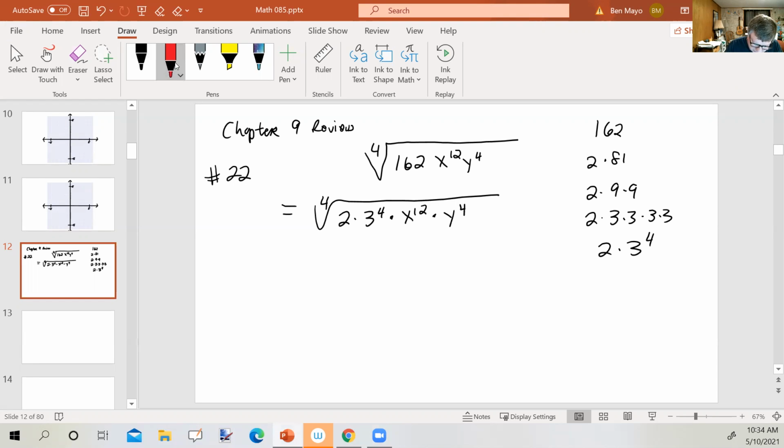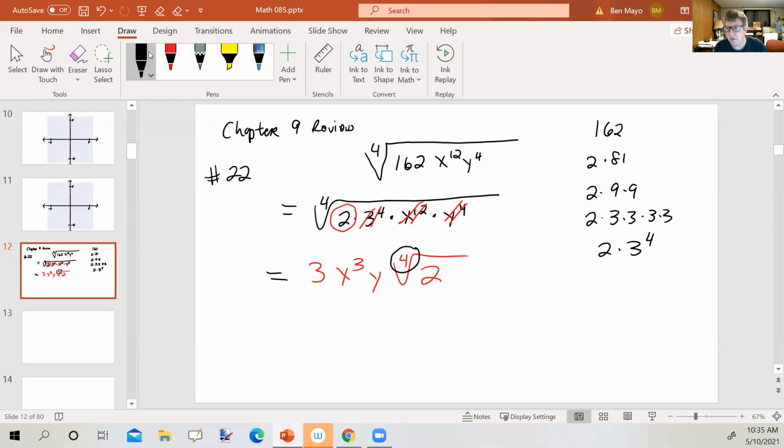So going through and simplifying, the 2 is going to stay inside the radical. The fourth root of 3 to the 4th power is 3 outside of the radical. The fourth root of x to the 12th power is x to the 3rd power outside of the radical. And the fourth root of y to the 4th power is y outside of the radical. And then left inside is the fourth root of 2. Be careful. Make sure that you put in the index if it's something other than a 2. Anyway, that is the final answer for that problem.